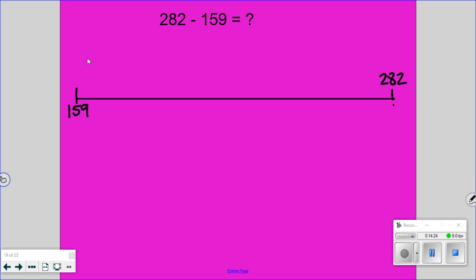If I do a big hop, what number am I going to land on? What is 100 more than 159? Addison? 259. That's not too far from 282. Big hop of 100. Now I'm at 259. There are at least 100 numbers in between. There's actually more, right? We know that. But there's over 100 numbers between.